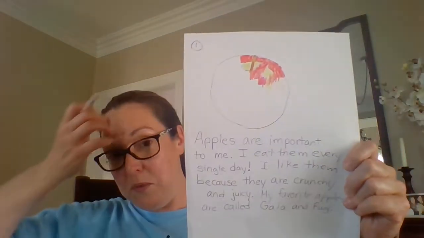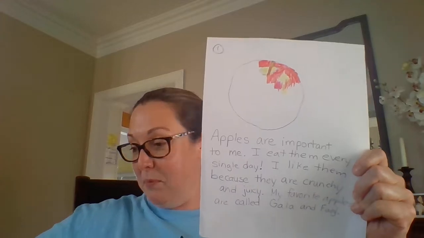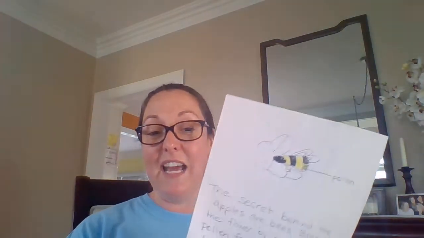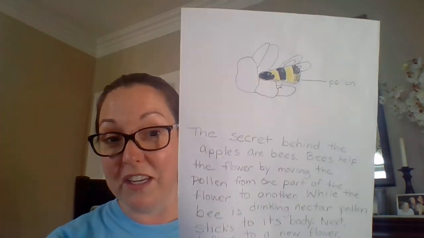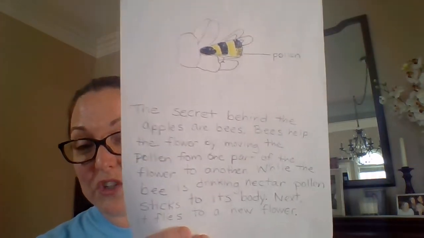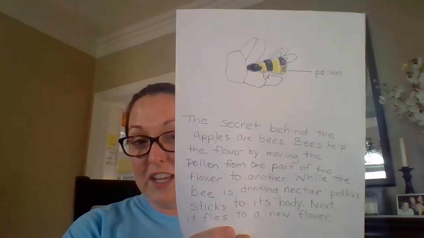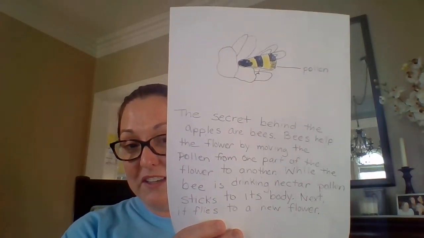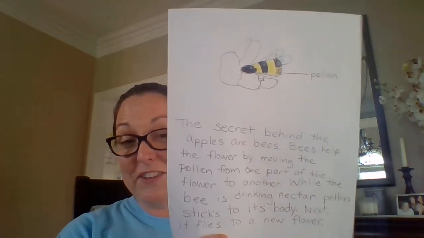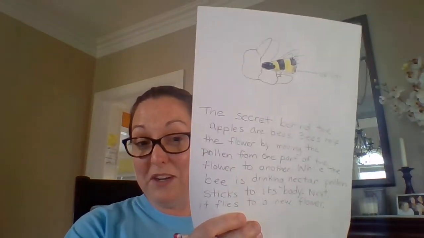Today I looked back at what I had drawn and written about. I talked about how apples were important to me, and I had done my apple drawing. Then I talked about how the secret behind how we get apples is pollination. I showed my pollinator getting in the flower as he drinks the nectar and spreads the pollen, gathering it on that flower, and then going to the next flower to spread it around.